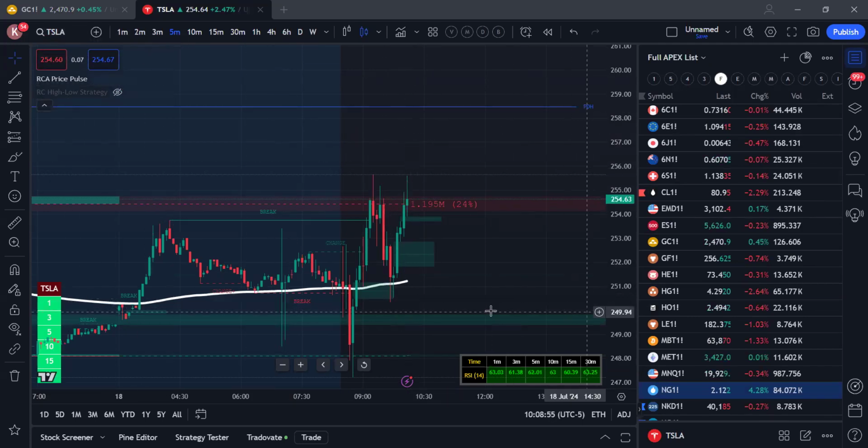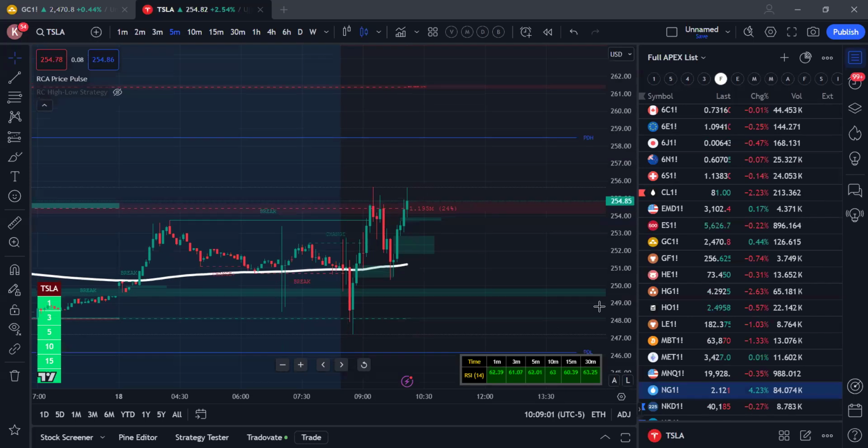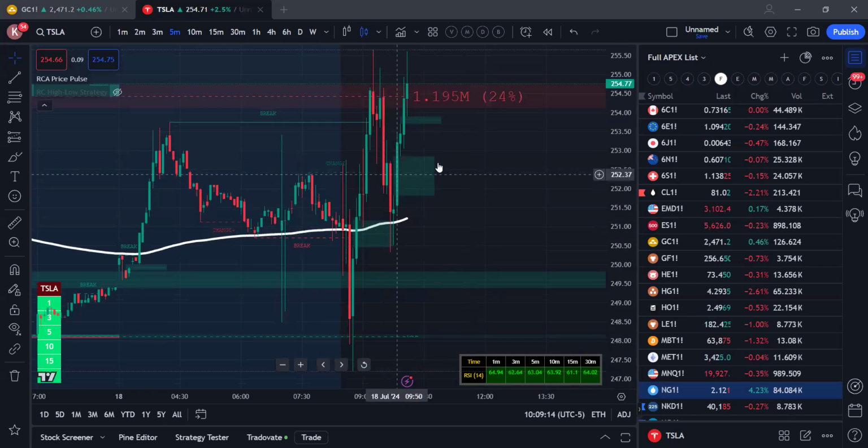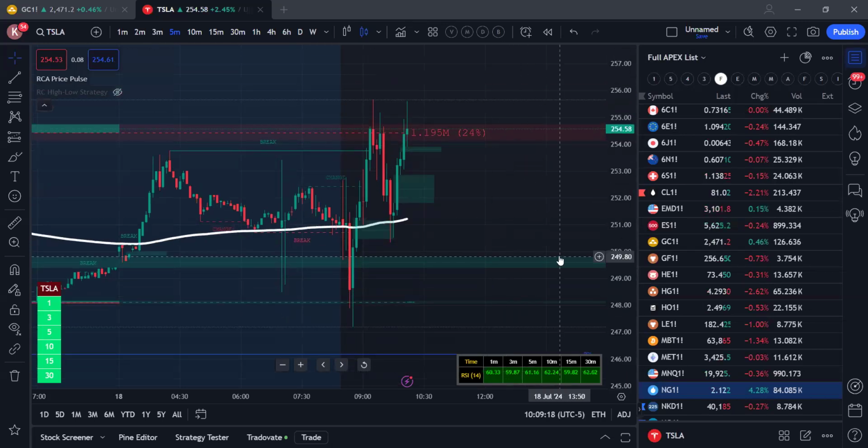Right. Overall, it looks very bullish. Most probably, it will break the resistance and it will go all the way to 258. Right. Based on overall RSI trend, and we can see a lot of fair value gaps. If you see a lot of fair value gaps, that means there is a lot of bullish pressure. If you see green fair value gaps, that is bullish pressure. If you see red fair value gaps, that is bearish pressure.